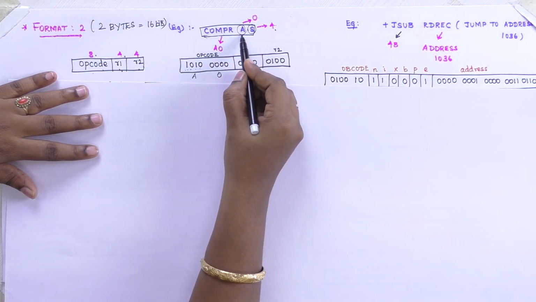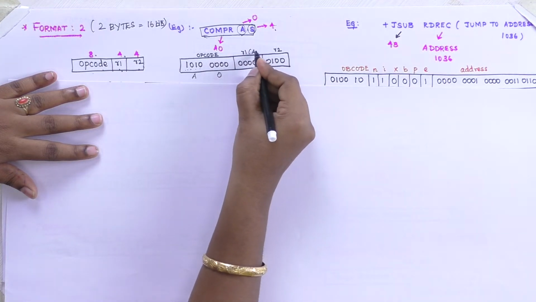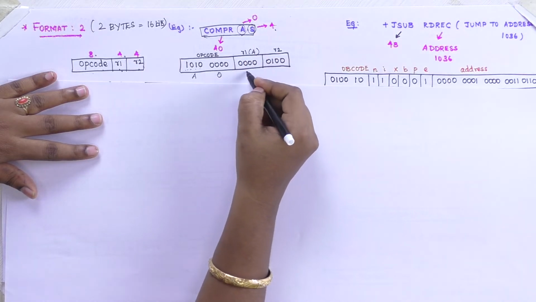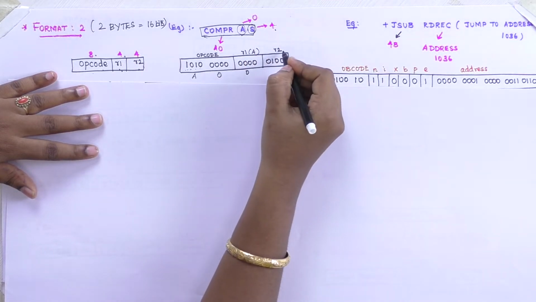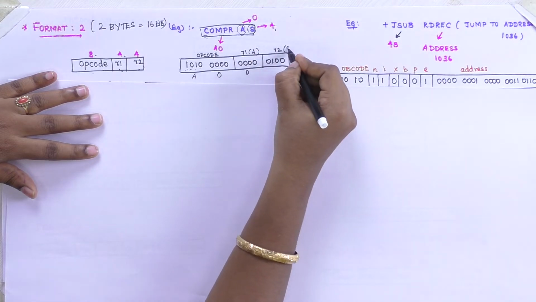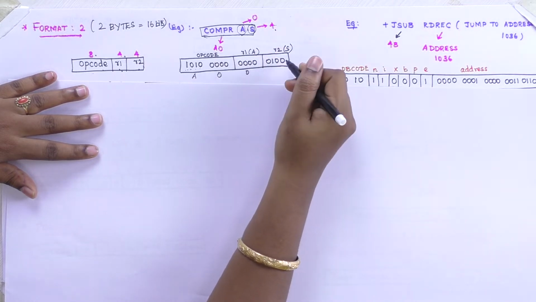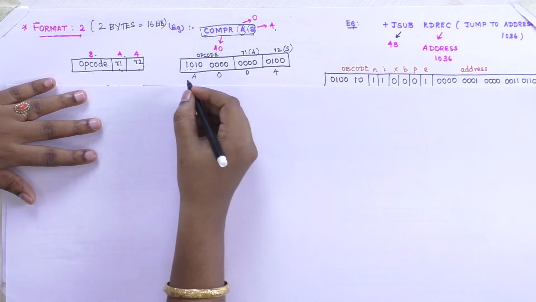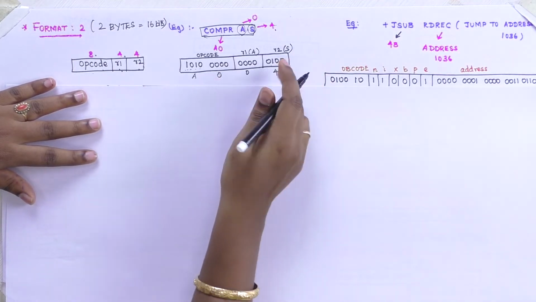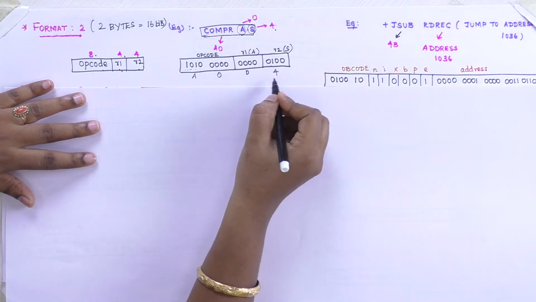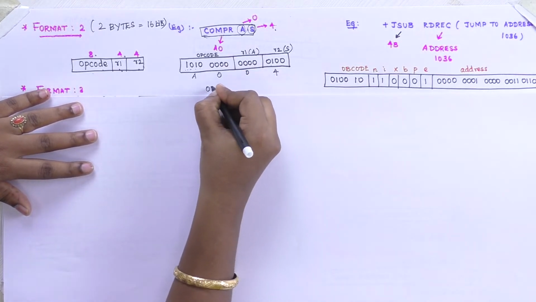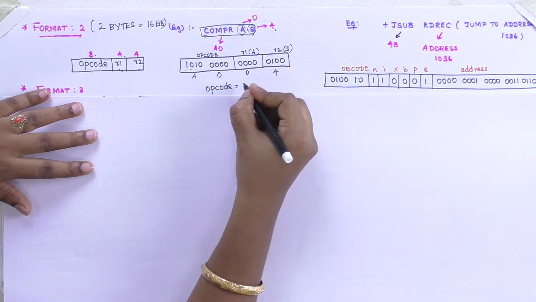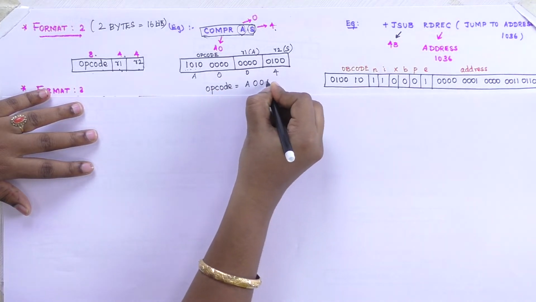Then register R1 is our A. The number for A is 0, that is 0000. Then R2 is S. The number for S is 4, that is 0100. So this is our final instruction layout. From this layout we can write the opcode. You just combine all the numbers: A004.